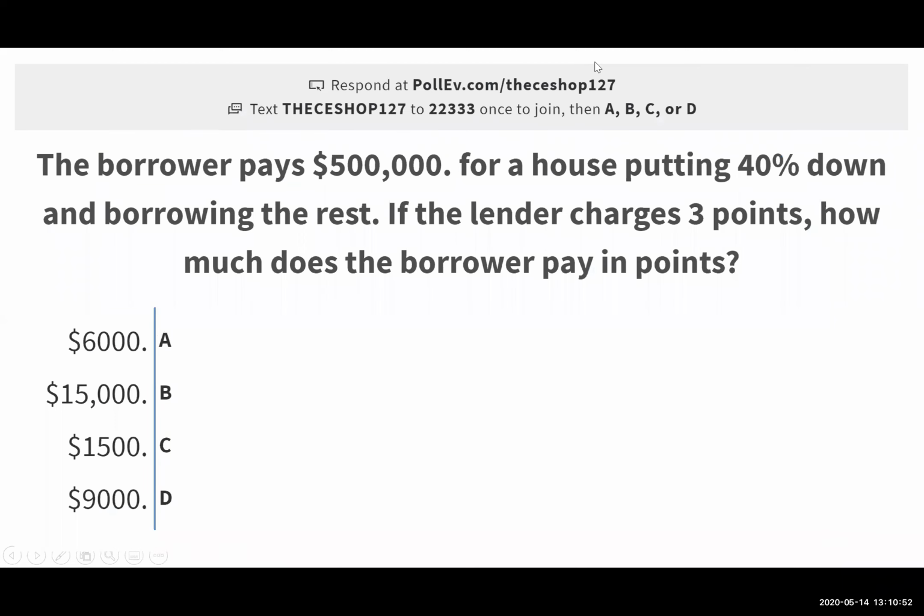So we've got a borrower, and every once in a while, because I am a real estate broker, you will hear me say buyer as opposed to borrower. That's just because that's how I see them. Pays $500,000 for a house, putting 40% down and borrowing the rest. If the lender charges 3 points, how much does the borrower pay in points? I'll give you all a few seconds to click on what you think the answer is, and then we'll show you how to come up with the answer.